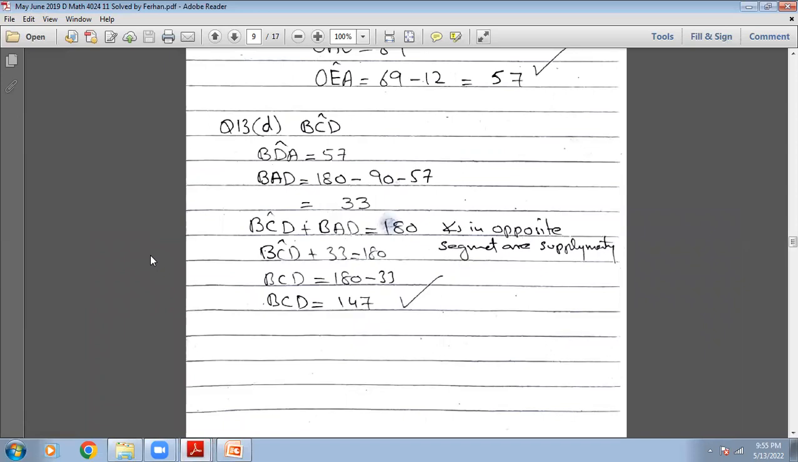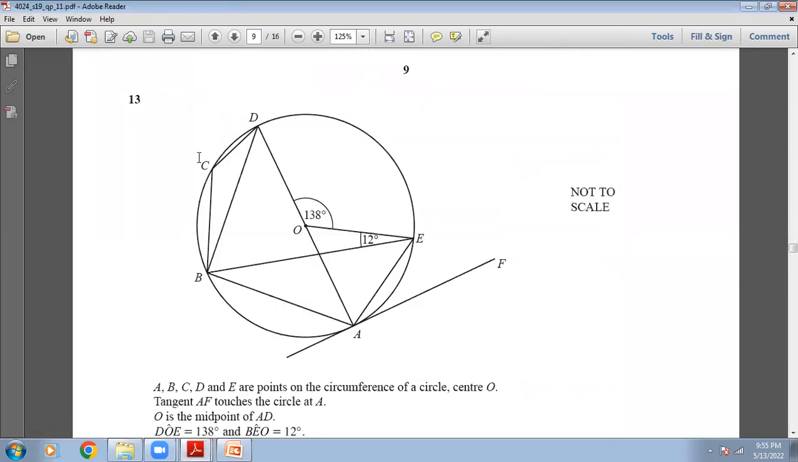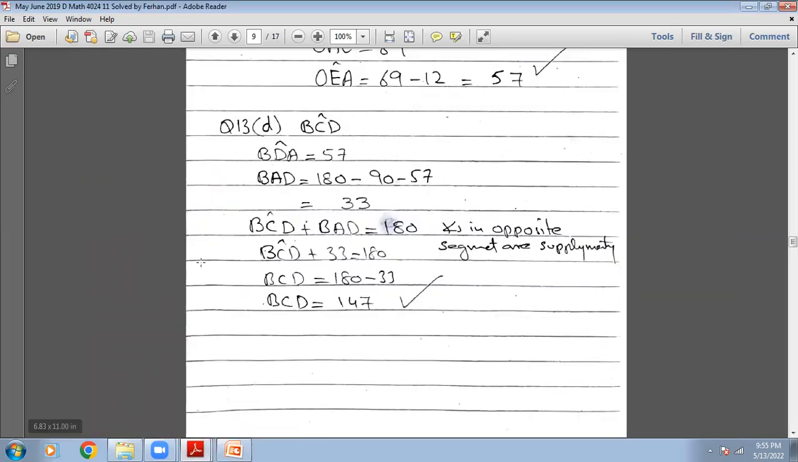So the BCD is the question basically. The BDA is 57. BAD is a right angle triangle, because the diameter went onto the circumference and that angle is 90. So 180 minus 90 minus 57 will be 33. And now you see that DCBA is a cyclic quadrilateral. So the DAB angle, which is 33, and this DCB angle are angles in opposite segments of the cyclic quadrilateral. So they are supplementary.